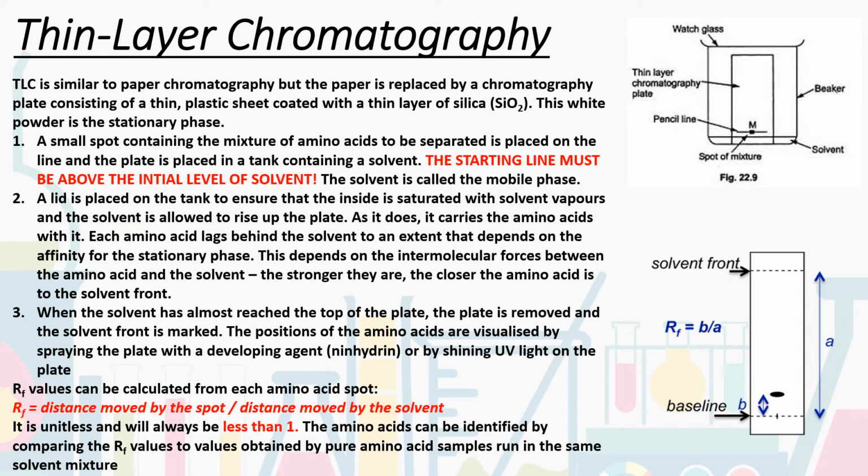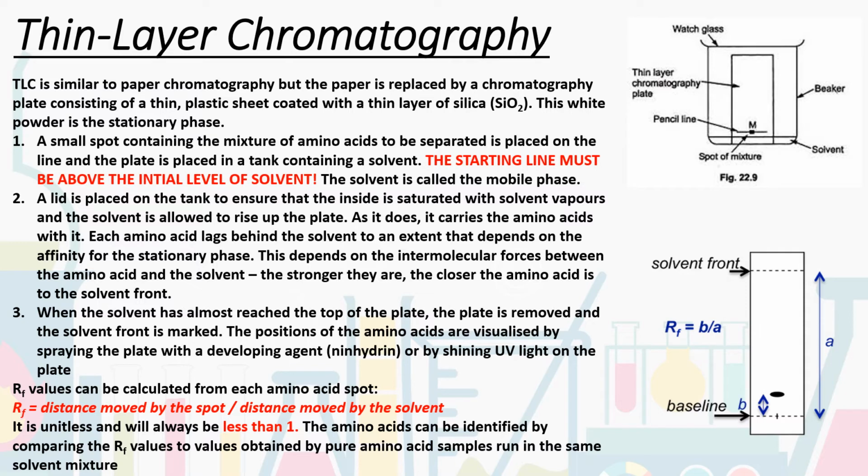So one thing to bring in here to talk about how we can separate and identify the constituent amino acids is to use something called thin layer chromatography, TLC. It's very similar to very basic paper chromatography, but the paper is replaced by chromatography plates that consist of a thin plastic sheet that's coated with a thin layer of silica or silicon dioxide, SiO2. And so this white powder, this silica that is on the plastic sheet, is our stationary phase.